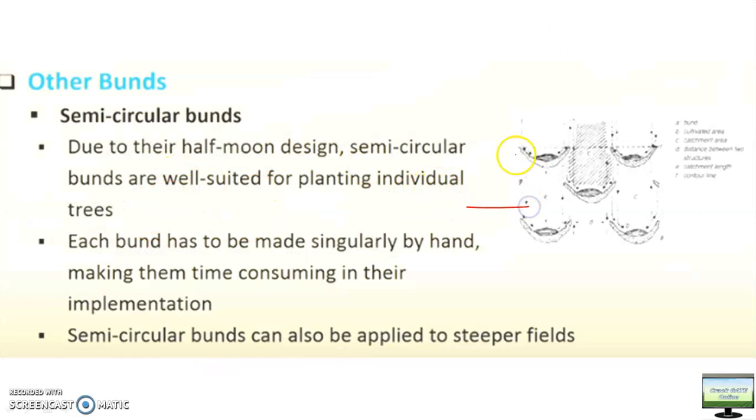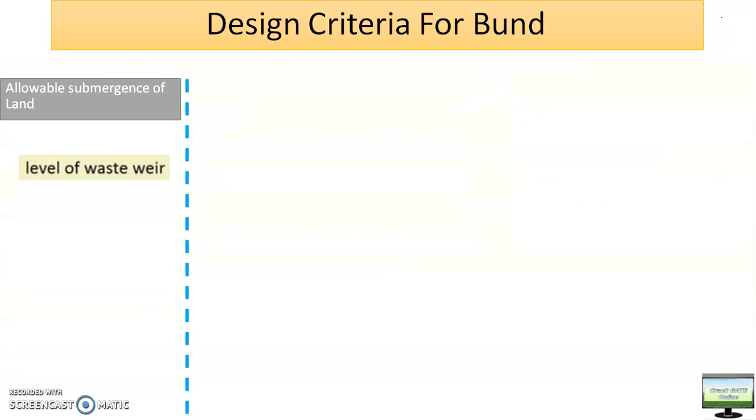Some other bund is the semicircular bund. Here you can see the semicircular bund is used for planting material. Suppose this is the land and here you are making the bund, so here you can use your planting material. This is a type of bund mainly used for plantation work, not such a big deal. Okay, you can read it here.